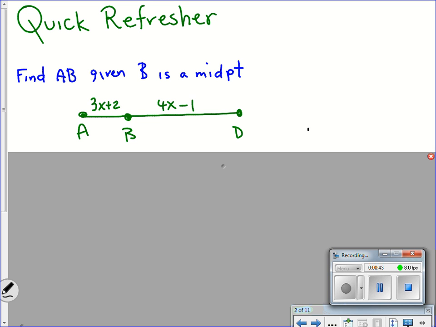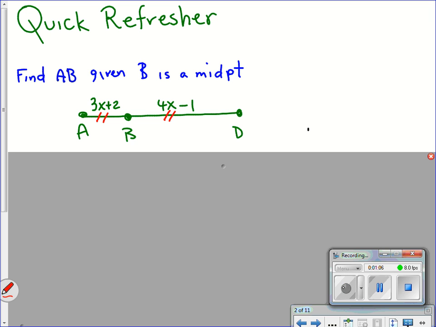So the fact that B is a midpoint tells me that I should come in here and mark these two pieces congruent. That's what midpoint means. It means it takes a segment and cuts it into two equal parts. Now the drawing doesn't look like that, and I could care less. The fact is B is a midpoint. That's a clue to what to write as an equation to solve for that x.